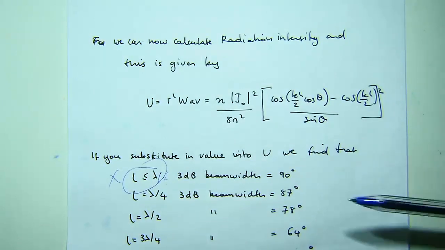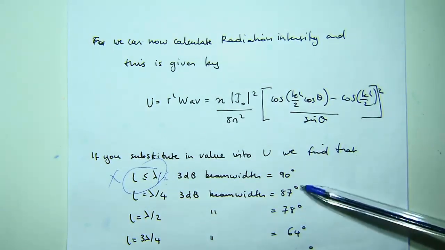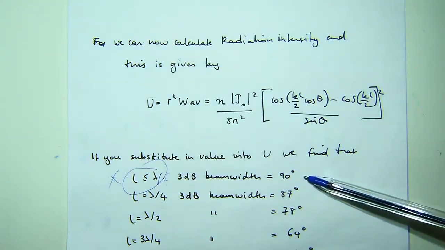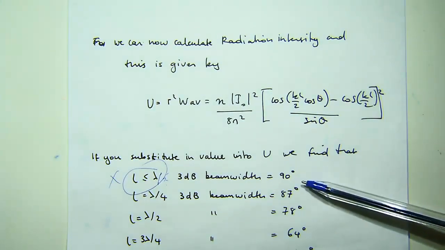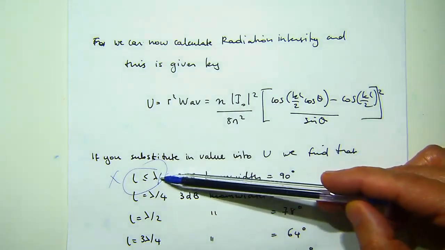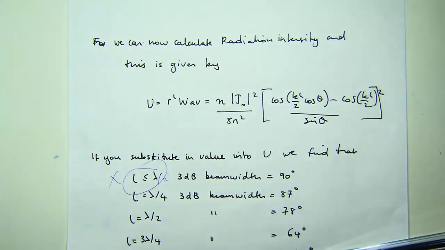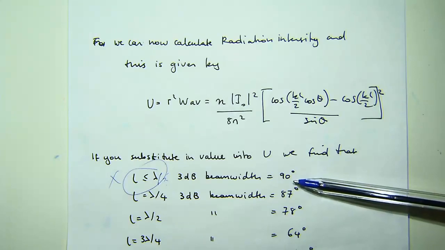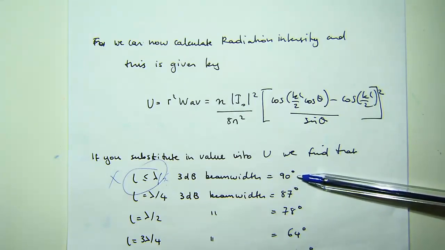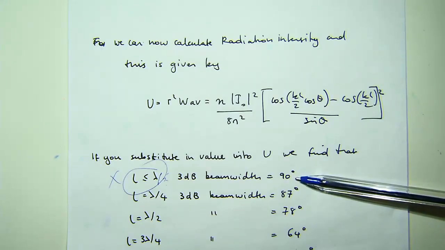But the point here is, if you roughly look at the wavelength of one of these dipoles, what you can see is that as the length of a dipole increases, the beam width decreases. And roughly, for a small dipole, the beam width is approximately 90 degrees in the E plane. Because in the H plane, what is it? We talked about it about 20 minutes ago. Yes, it's omnidirectional. Perfect.